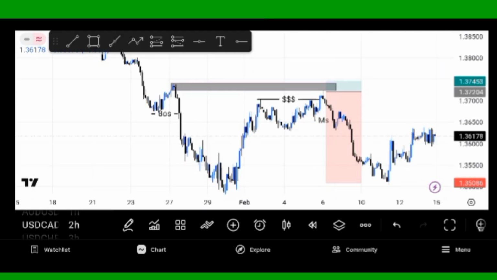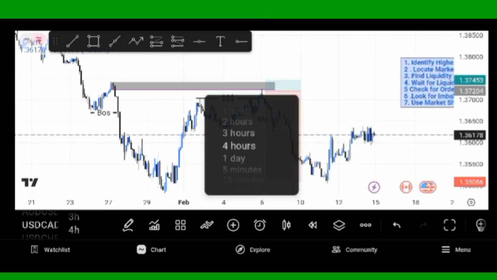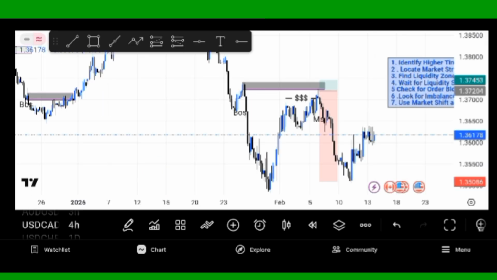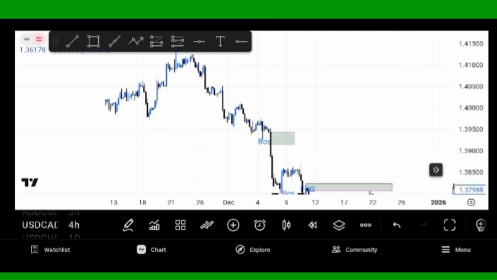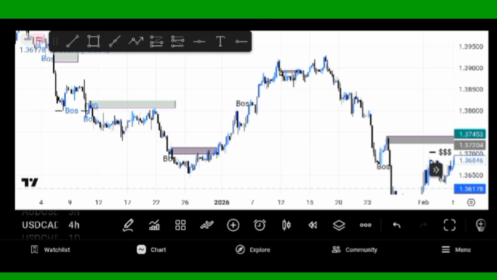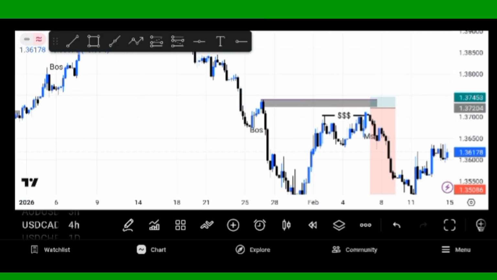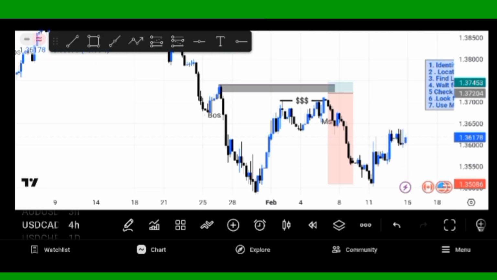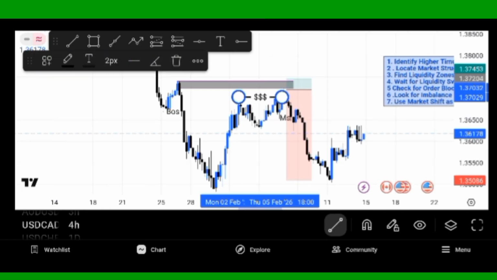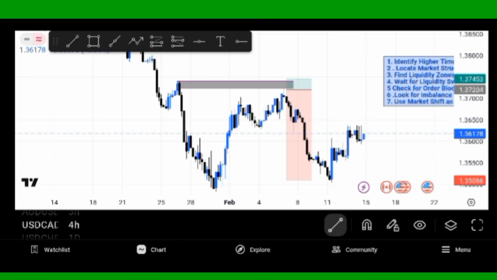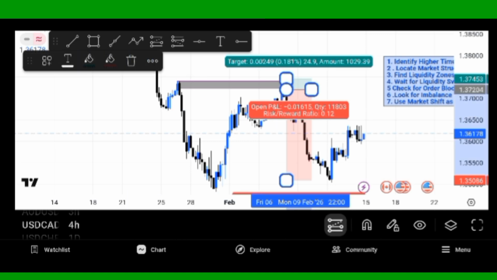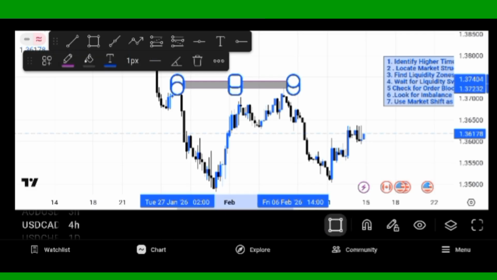So let me go to 4 hours. The market is in a downtrend. That's the first thing to check, and we'll be looking for sells. It's in the downtrend. Let me remove all those things. Let me explain it so that you can understand and take a good trade like this.